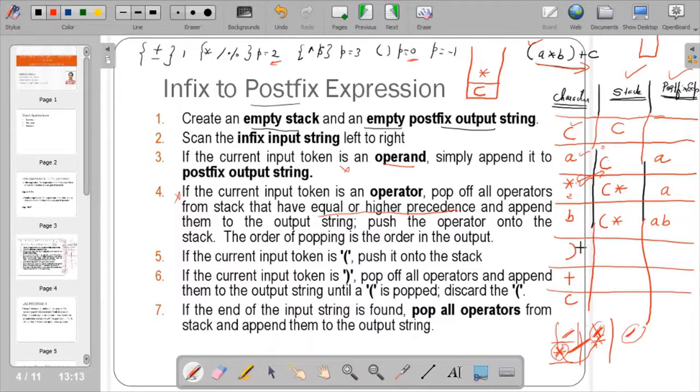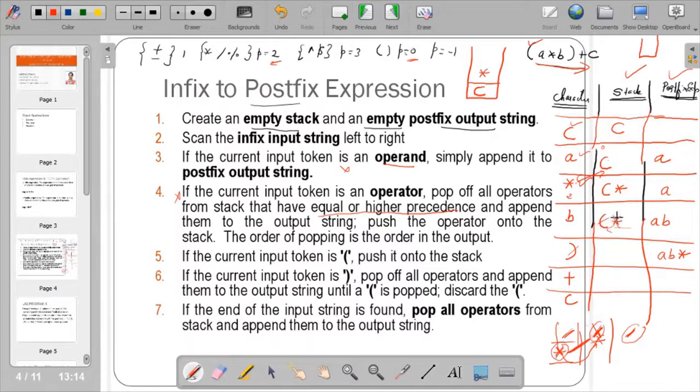Now you check, it is a closing bracket. So if the current input token is this, pop off all operators and append them to the output string until this is popped. That means if you have an opening bracket, and the next element is a closing bracket, check for the operators until the opening bracket and pop that, and push it to this particular string. So that will be nothing but AB star. You found a closing bracket, pop off all operators and append them to the output string until the opening bracket is there.